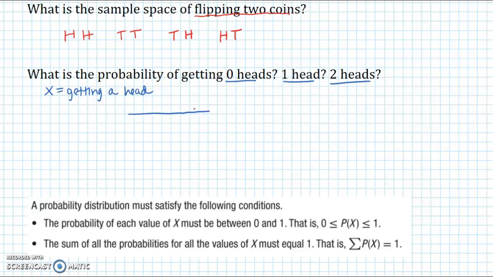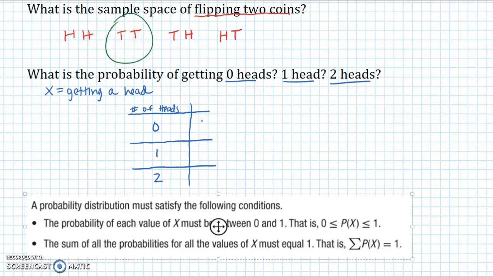So we can make a nice little table here. We have number of heads. And your options are, again, 0, 1, and 2. Again, this is discrete because our options are 0, 1, and 2. So the probability of getting 0 heads would mean that I actually got 2 tails. So that would be 1 out of 1, 2, 3, 4 total options. So 1 out of 4.